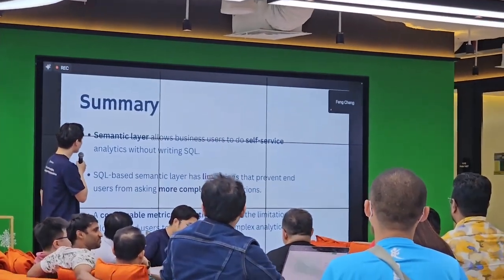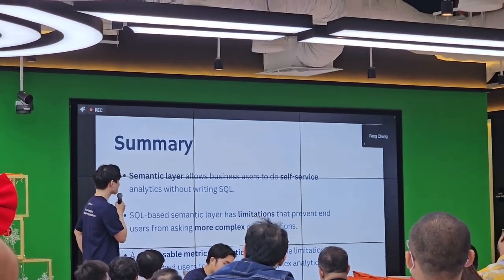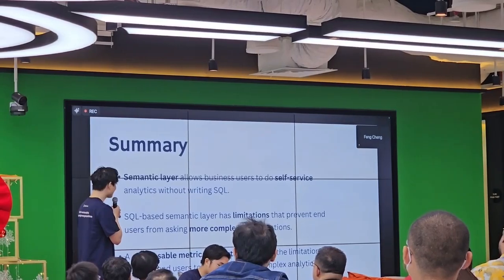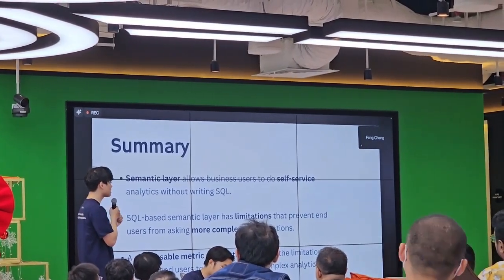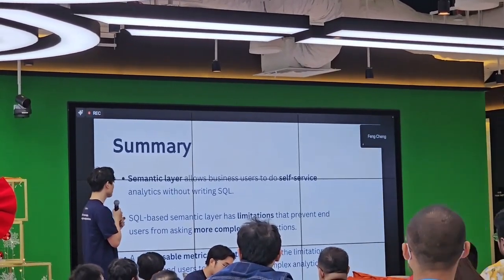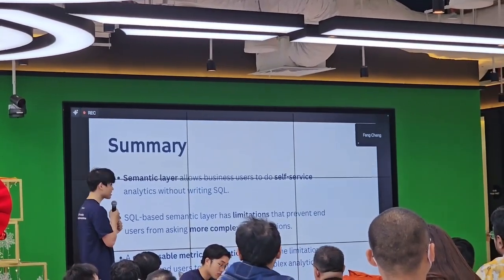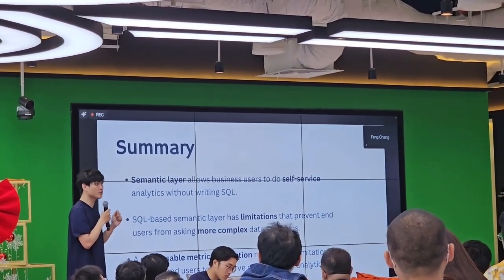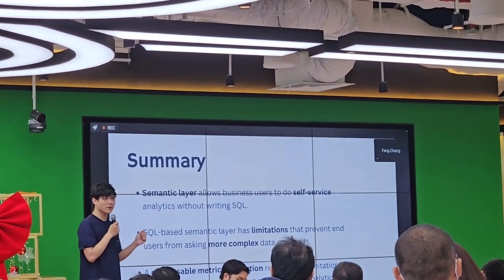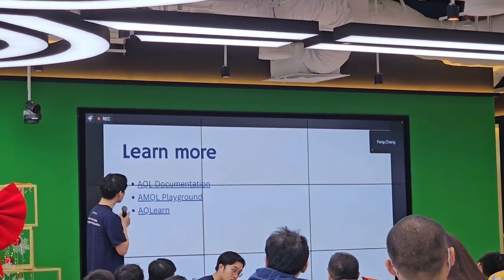Okay, so to summarize. A semantic layer allows business users to do self-service analytics without writing SQL. But a SQL-based metrics semantic layer has limitations that prevent end users from asking more complex data questions. And to fix that, we need a metric layer abstraction with a better language to define metrics that are truly flexible, truly composable, and truly serve self-service. And that is the end of the talk.